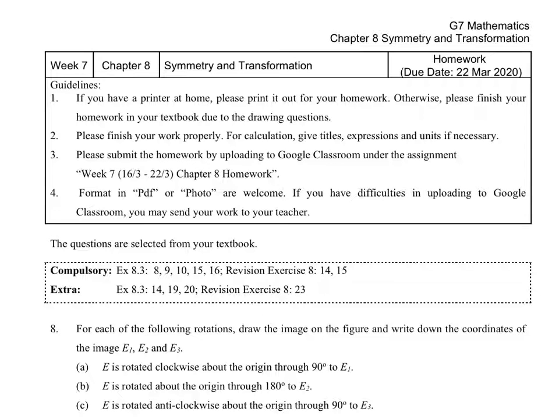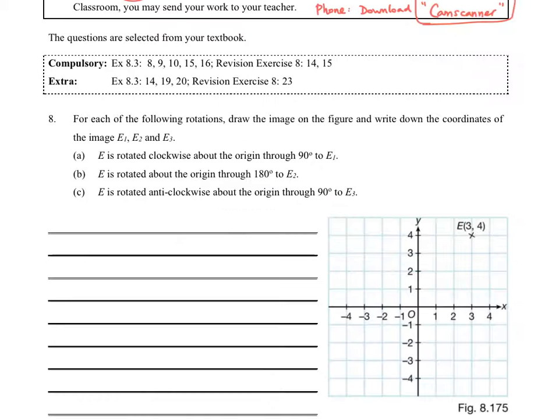Hello, in this video I would like to talk about week 7 assignment. First, I would like to emphasize that please try your best to upload in PDF format. For example, if you download CamScanner in your phone, then you can combine all the photos as one PDF file. Okay, exercise 8.3, number 8.